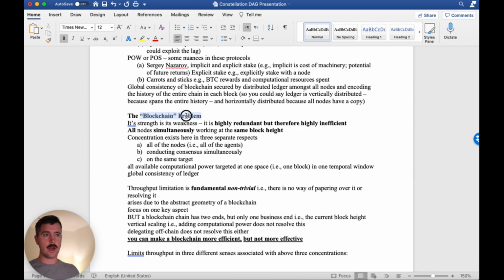So for a blockchain, its strengths are also its weaknesses. That is to say, a blockchain is a highly redundant record of the transactions.